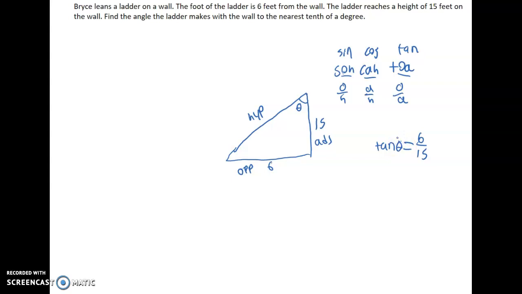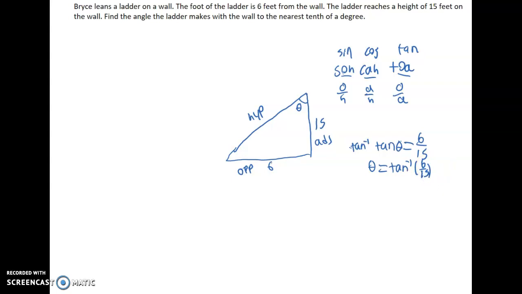And since we're trying to find the angle, we need to get theta by itself. So what we can do is apply tan inverse, tan negative 1, to both sides. And that will get rid of tan and just make it theta equals tan negative 1 of 6/15.